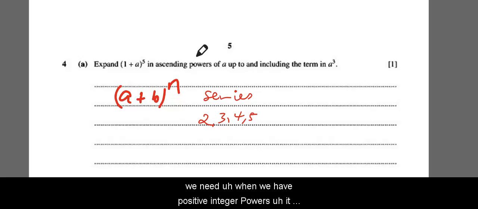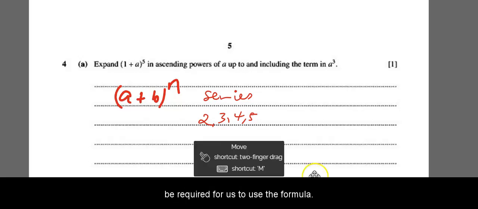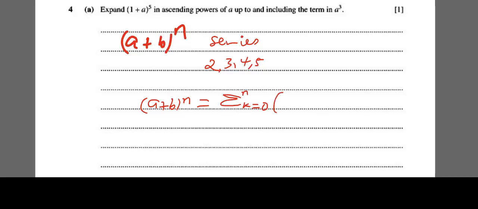When we have positive integer powers, it will be a standard binomial expansion, and therefore we are required to use the formula: (a + b) to the power of n is equal to the summation of k from 0 up to n, of n choose k, multiplied by a to the power n minus k, then b to the power k. So this is basically the formula that we need.